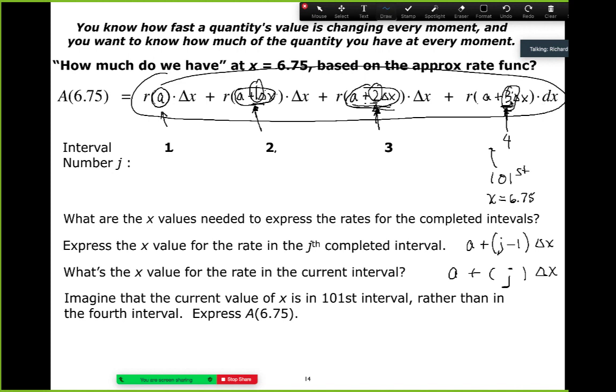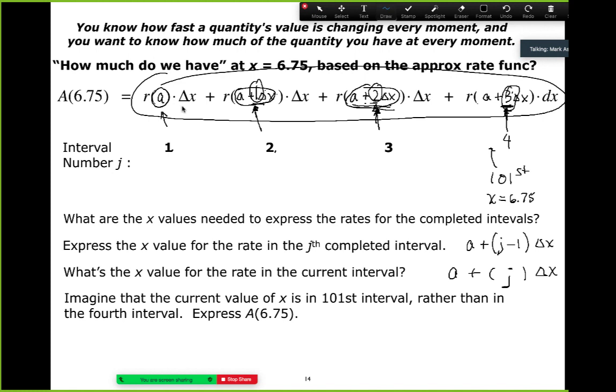So how many completed intervals will we have? 100, right? So rather than having 3 of these added together, we'll have 100 of these added together. And how many delta x's do we have to go across to get to the left side of the current interval? What will this number be? 100 or 101? Because Richard said 101. Angel, you're saying 100. I agree with the 100. Okay, good. So we're at 100, right?